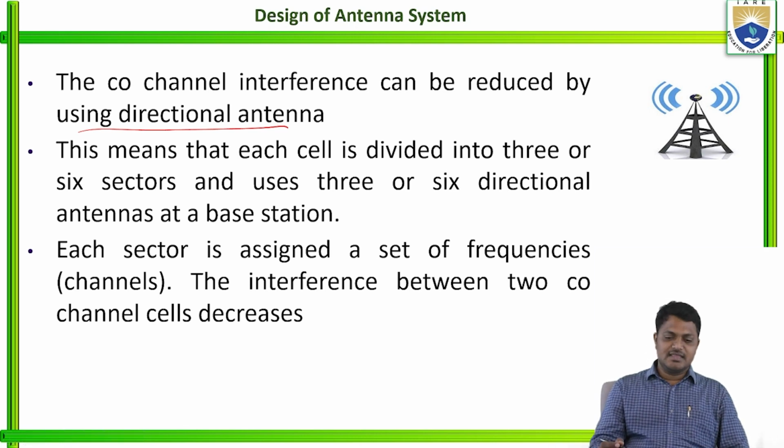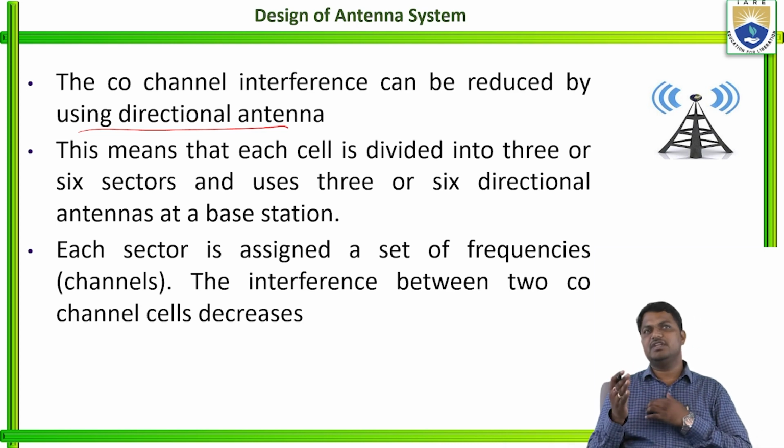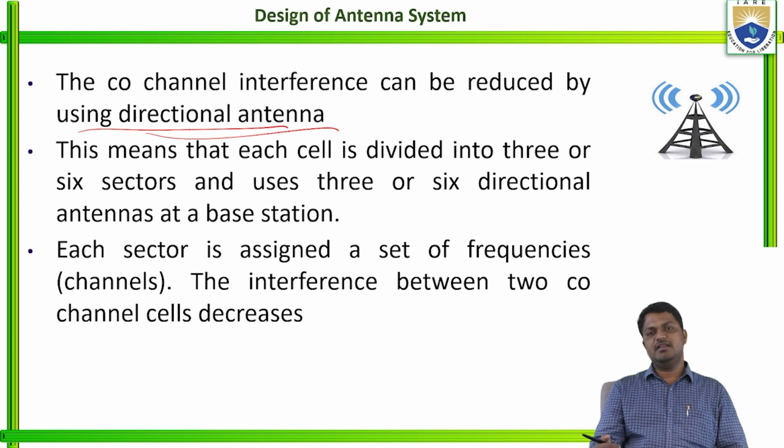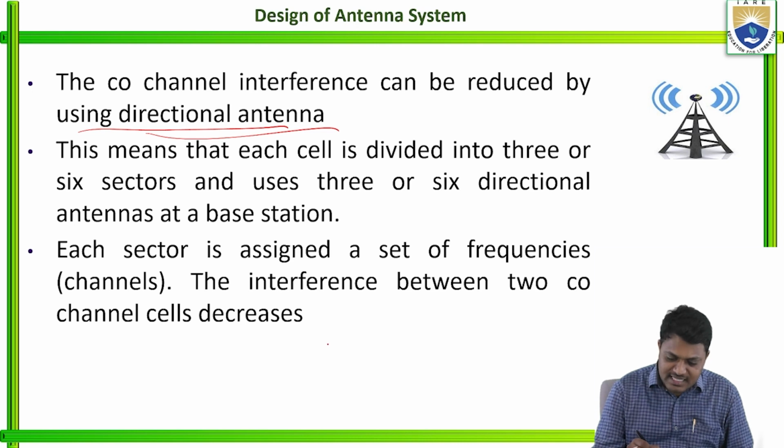This means that each cell is divided into 3 or 6 sectors, right? So here already we discussed the sectoring topic as well as cell splitting. By using the directional antenna, we can reduce the co-channel interference. This means that each cell is divided into 3 or 6 sectors that use 3 or 6 directional antenna base stations, right? So already we discussed cell splitting.